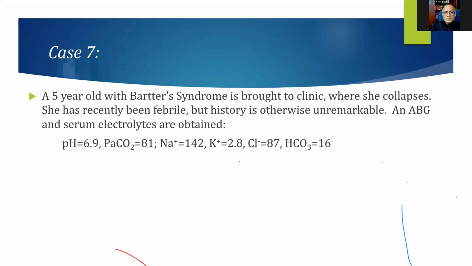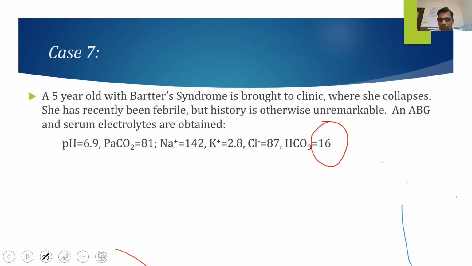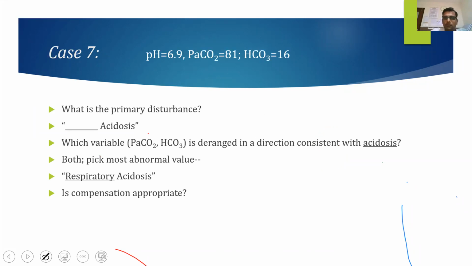Uncompensated metabolic alkalosis. So bicarbonate is 16, so how do you say this is metabolic alkalosis? Any other answers? Respiratory acidosis. Metabolic acidosis plus respiratory acidosis. The pH is 6.9, so it is acidosis. The primary disturbance is acidosis. Both CO2 and bicarbonate are in the direction of acidosis. So the simple answer would be a mixed acidosis, respiratory plus metabolic acidosis.